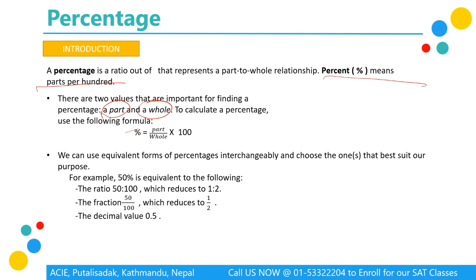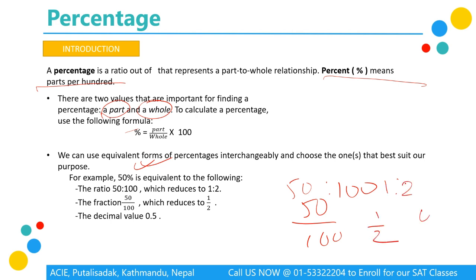For example, 50%, it's in percent को format नि, ratio को format भयो भने 50 is to 100 हुन्छ, fraction को format में 50 by 100 हुन्छ, which is again 1 by 2, and decimal को format नि again the same 0.5. But I think in percentage questions, what saves us the most amount of time is using the decimal format.